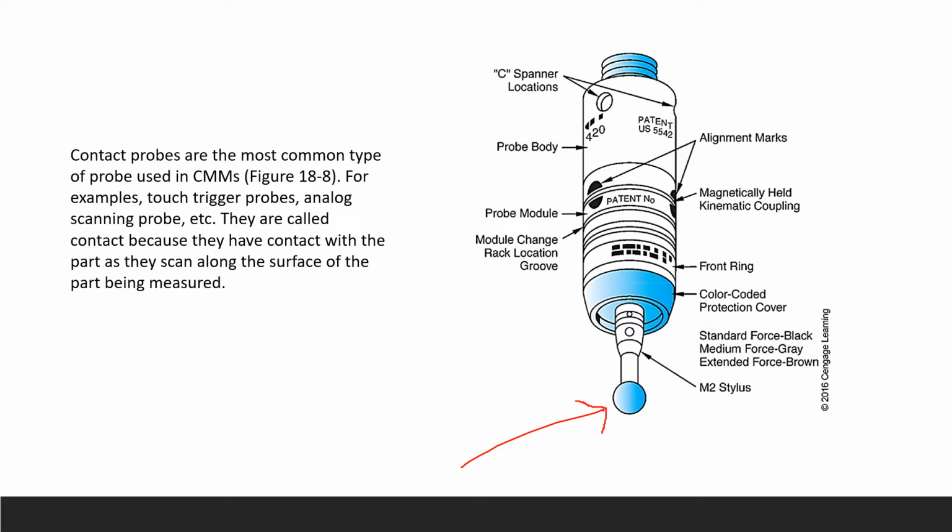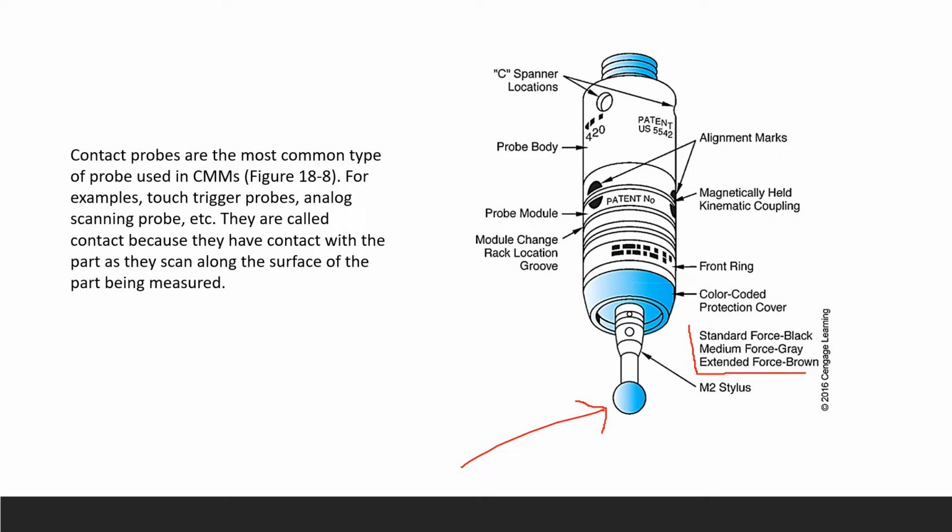In this example, they call it M2, but it's just a stylus. The standard force black, medium force gray, extended force brown. That's particularly this pattern, US pattern right here. And it doesn't really matter. I'm just telling you what type of tool this is.